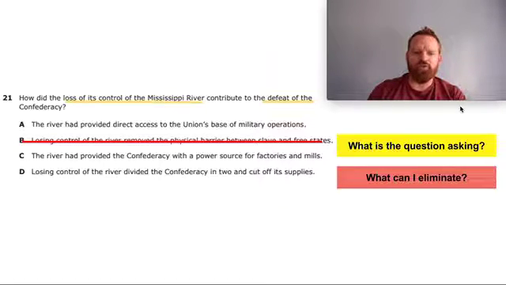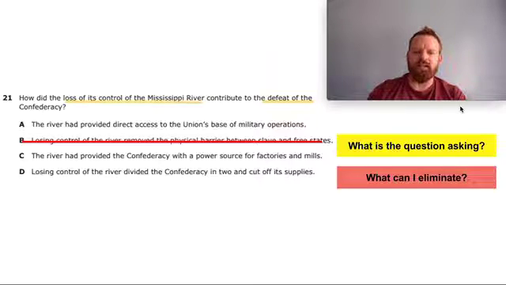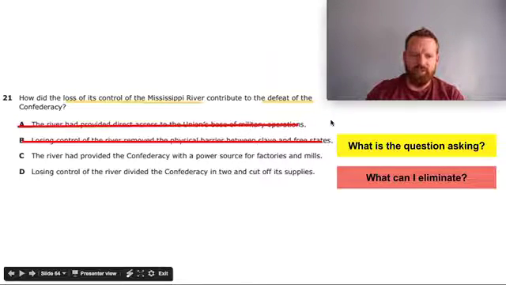So it says losing control of the river removed the physical barrier between slave and free states. As we know, the Mississippi River runs from north to south. The line between the free states and the slave states was an east and west line, so that really wouldn't make a lot of sense there, so we can eliminate that one first.